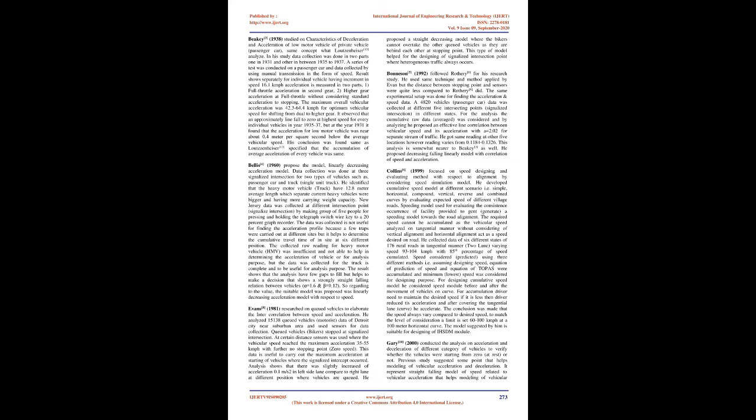He collected data of 176 rural roads in 6 different states in a tangential manner, 2 lane, with varying speed of 93 to 104 km/h with 85th percentile of speed cumulated.